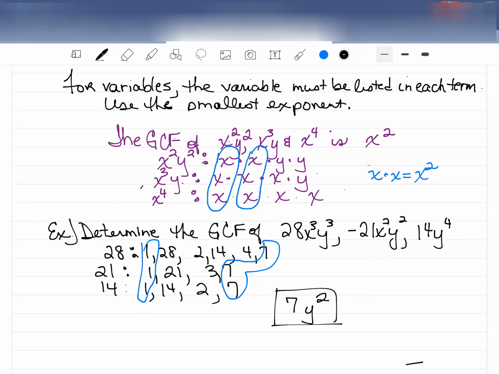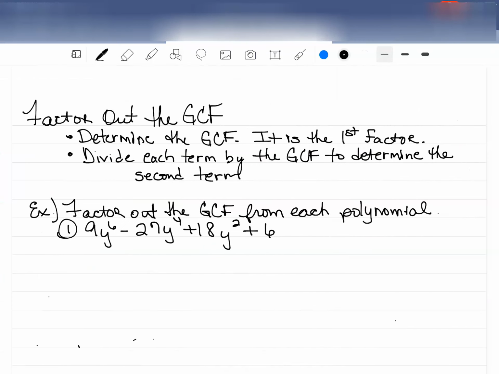Now let's take a look at factoring out that greatest common factor. So again, pause so you can write down what I already have on the page, and then we'll come back and work the problem.